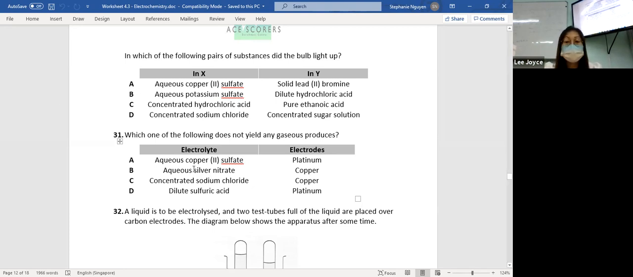Can you tell me what products we will get if you use silver nitrate? Yes, silver metal at the cathode. Correct, because you're using the copper electrode. With this kind of setup, the electrolysis will eventually stop once the copper electrode has been fully depleted, because it creates an open circuit.